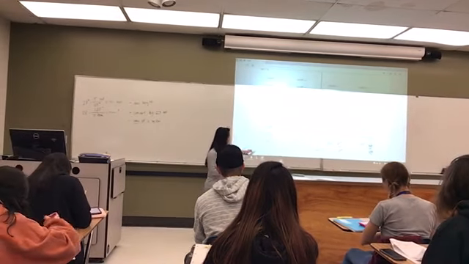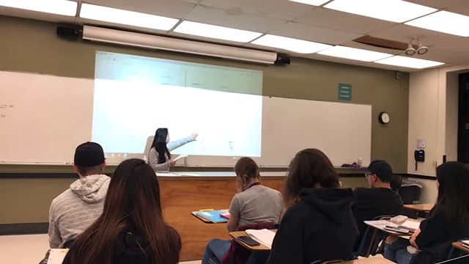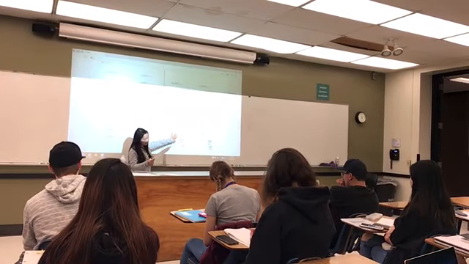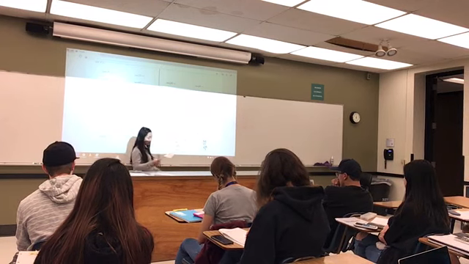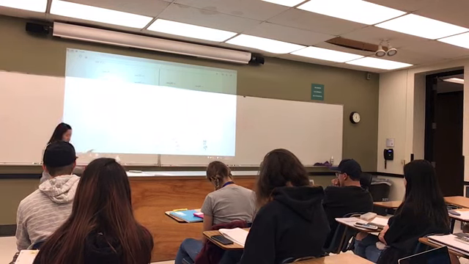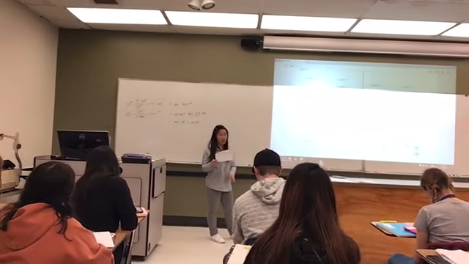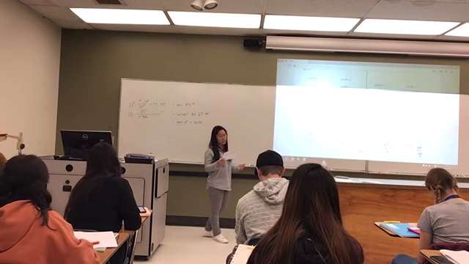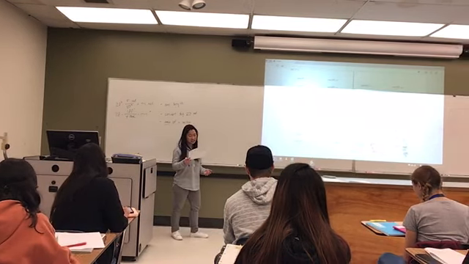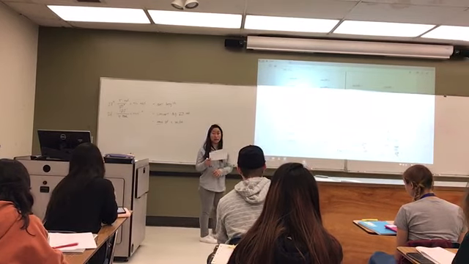Okay, so again, the answer should be the same. Sine should be square root of 3 over 4, and then cosecant should be 4 root 3 over 3, and so on for the rest of them. But just remember one thing: to find cosine, you're going to have to use the Pythagorean identities. Given just sine, you can only do cosecant, and that's it. If you don't know how to use the Pythagorean identities, you cannot figure out the other four.